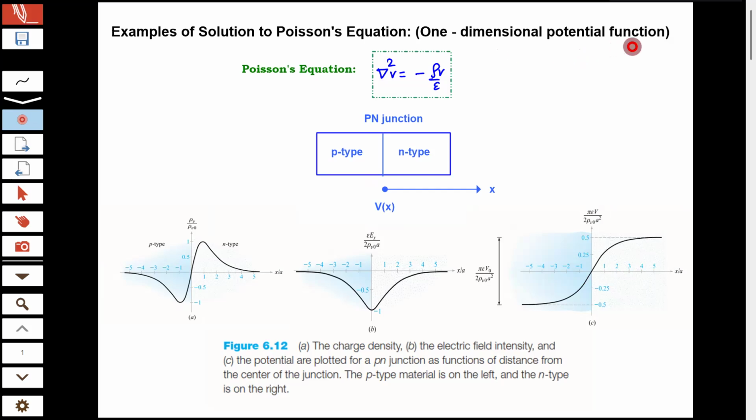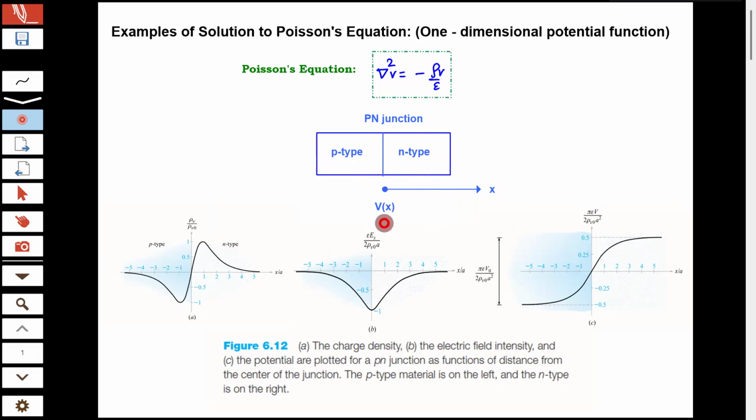It is a one-dimensional potential function because the axis taken here is the x-axis and the potential will be varying as a function of this x. The distance will decide the potential distribution. Here in this case, x is the axis we have taken and potential will be a function of only this one dimension, which is x. So this kind of example talks about a one-dimensional potential function. So the p-n junction and the junction potential is estimated by solving Poisson's equation.